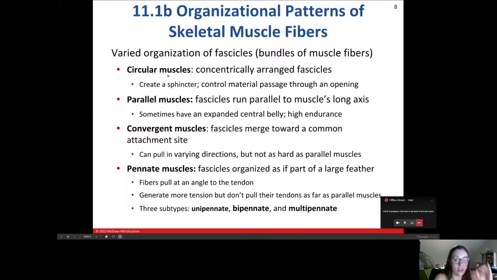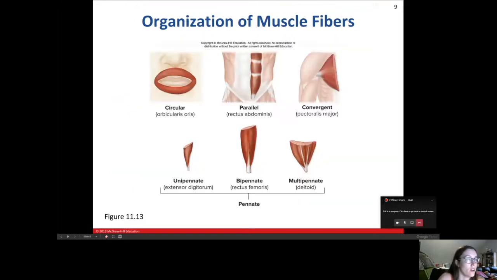Circular muscles are going to have fibers arranged in concentric circles. They create what's called a sphincter that controls passage of materials into or out of an opening. Orbicularis oris is a good example. Next, we have parallel muscles, which have all of our fascicles running parallel to the long axis of the tendon, and so they all pull in the same direction. The rectus abdominis is a good example. Convergent muscles have fascicles that converge towards a common tendon. And so you can activate different areas of the muscle to pull in different directions.